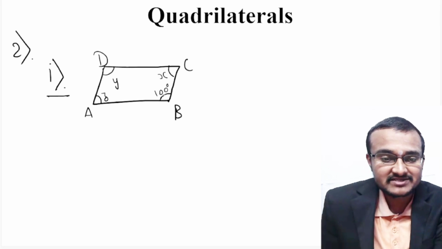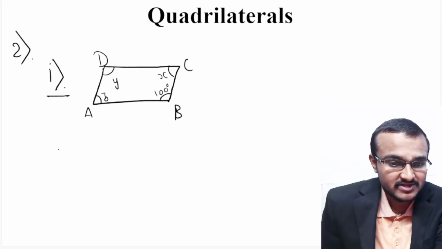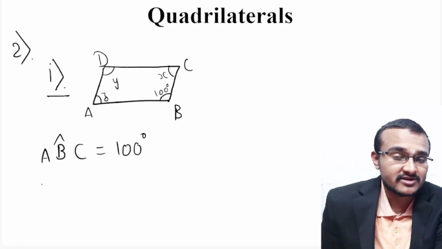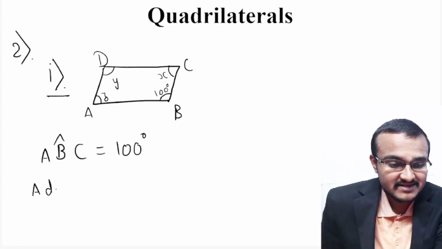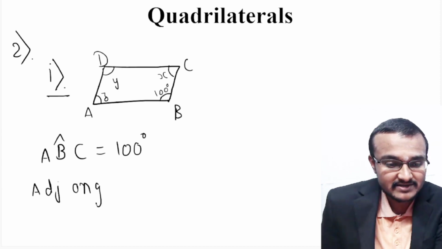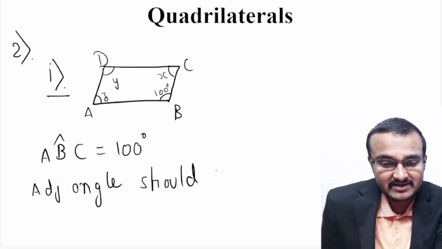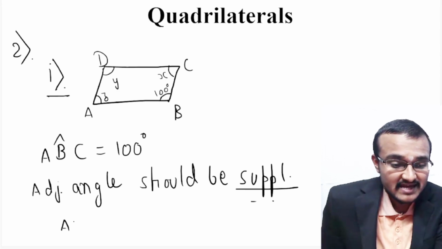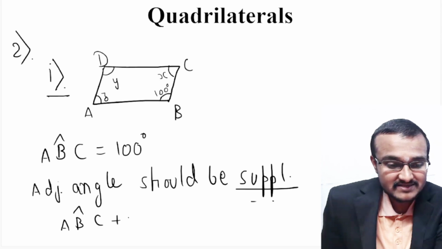Angle ABC is 100 degrees. So the given data is angle ABC is equal to 100 degrees. According to one property of a parallelogram, adjacent angles are supplementary. In a parallelogram, adjacent angles should be supplementary. That means the adjacent angle of ABC is DCB, that is x. So ABC plus x should be equal to 180 degrees.